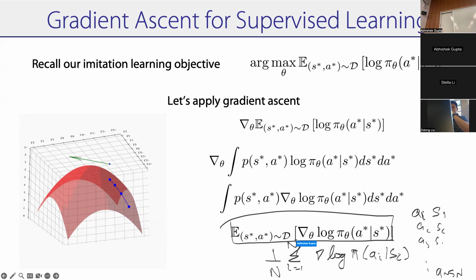What I've done here is take an expectation, which is really an integral over infinitely many states and actions, and convert it to an average over a finite number of samples, which is something I can compute in code. All I'm going to do is sample a bunch of S's and A's, evaluate the gradient for each of them, and average the gradient over all of them. That's going to be an approximation to my true gradient. So this is your true gradient, and this is your approximate gradient.